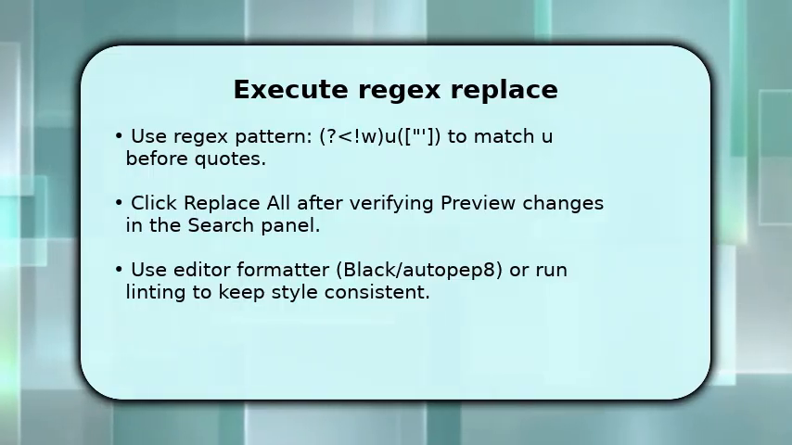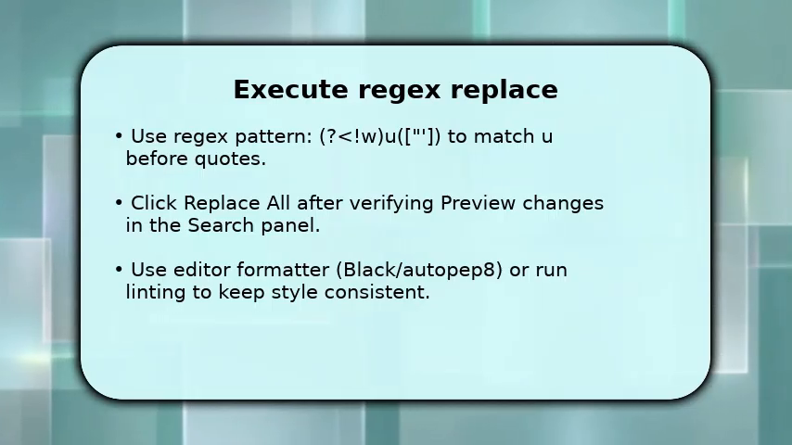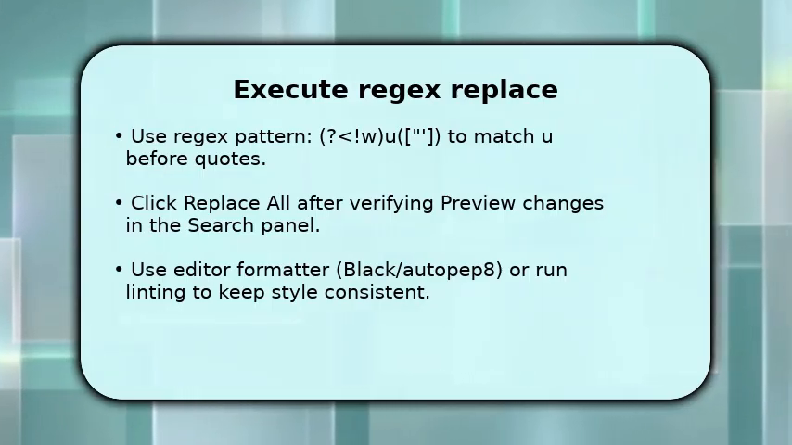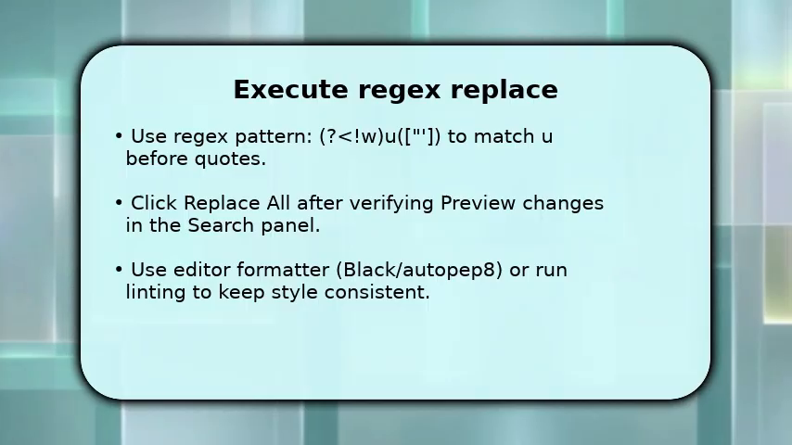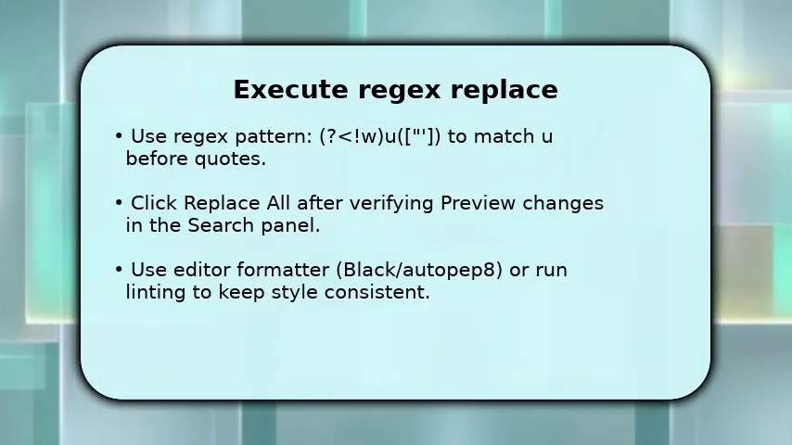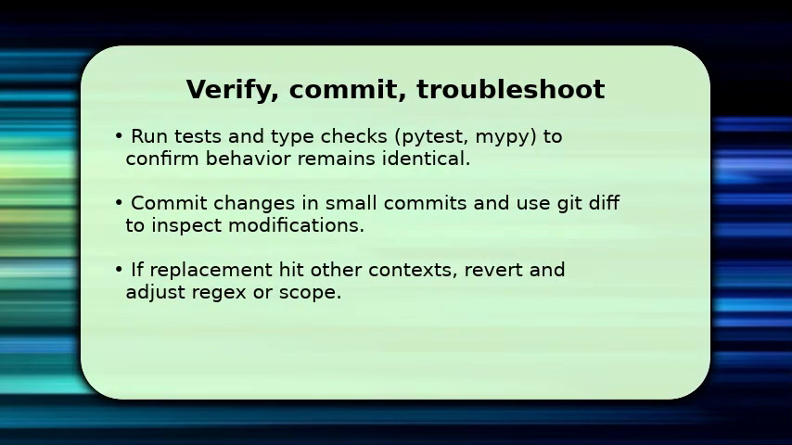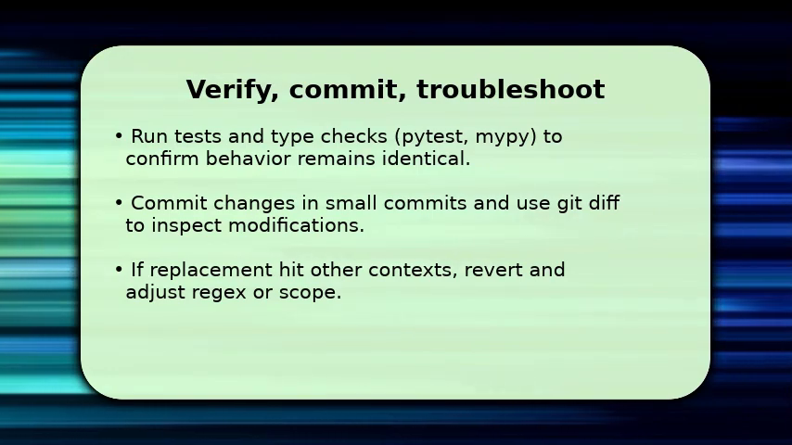After replacements, run your project formatter like Black or AutoPep 8 so string quoting and spacing remain consistent. Make sure to run unit tests or a type check to catch latent problems. If you're working in a Git repo, stage and review diffs before committing. Finish by validating changes, run tests, type checks, and a quick manual review of affected files. Once confident, commit in a single clear commit or multiple small commits so you can revert if needed.